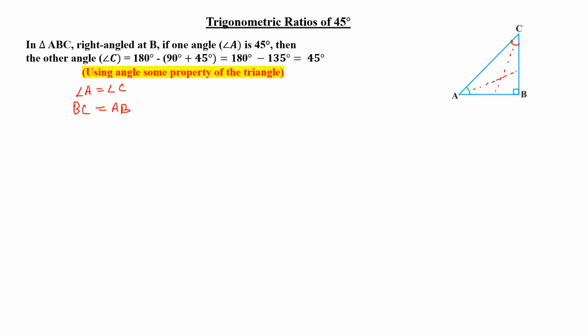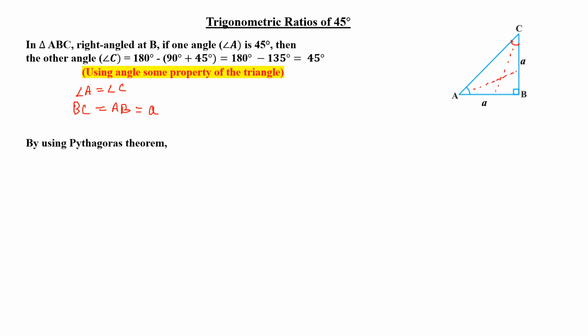Now, if both are equal, let me assume these equal sides as A. Okay, so I assume both as A because if I take BC as A, obviously AB will also become A because both are equal. Now, I can find the value of AC, isn't it? So AC, how will I find? Again, we have to use Pythagoras theorem.